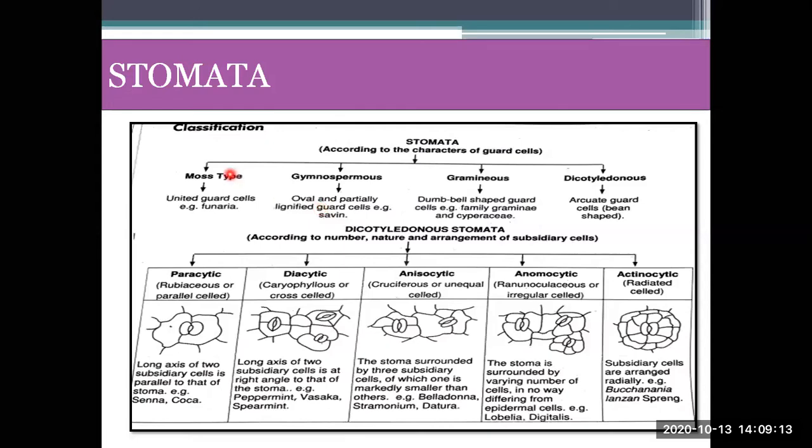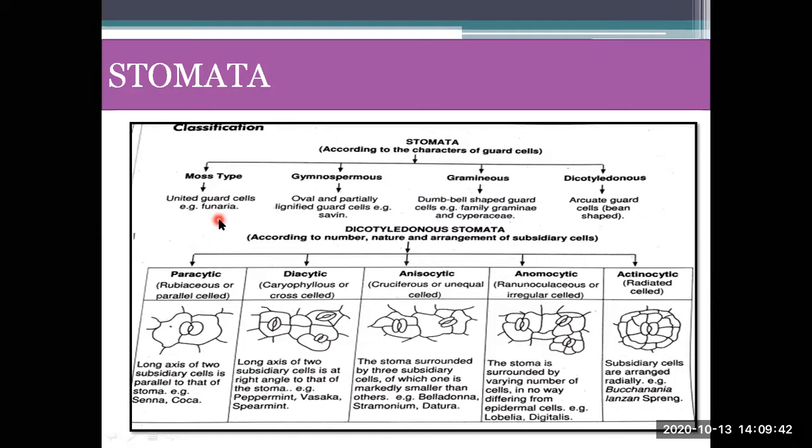So in the moss type, the guard cells are united. In the gymnospermous, the guard cells are oval or egg like shape. In the gramineous, the guard cells are of dumbbell shape. And in the dicotyledonous, the guard cells are bean shaped or kidney shaped. Normally the most widely appearing stomata has kidney shaped or bean shaped guard cells. So on the basis of the guard cell, there are four types of stomata.